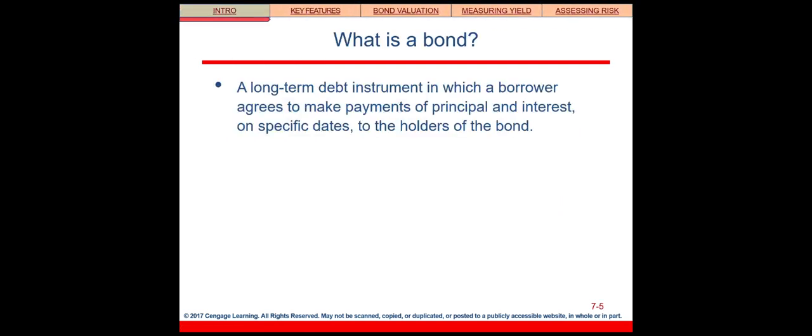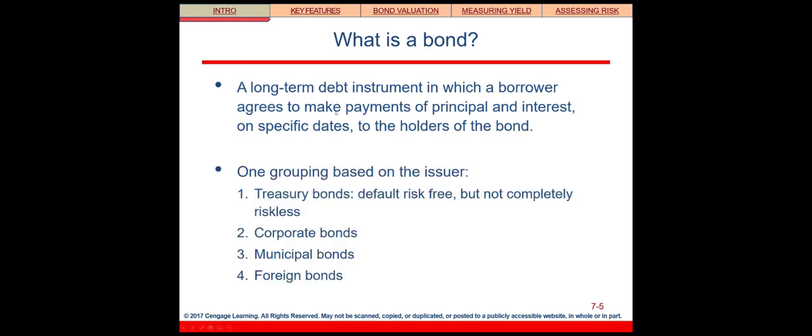So first, let's discuss what is a bond and who issues bond. A long-term debt instrument in which a borrower agrees to make payments of principal and interest on specific dates to the holders of bond. Yeah, so this is the definition of a bond. First, it's usually long-term, and it's a debt instrument, meaning that somebody borrows money and then they promise to pay back, including both the principal and the interest on a specific date in the future.